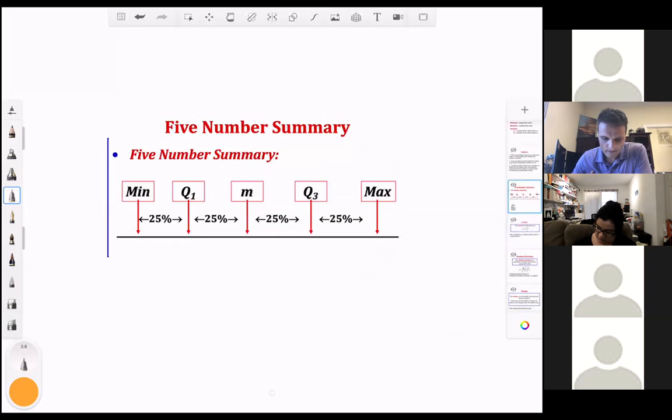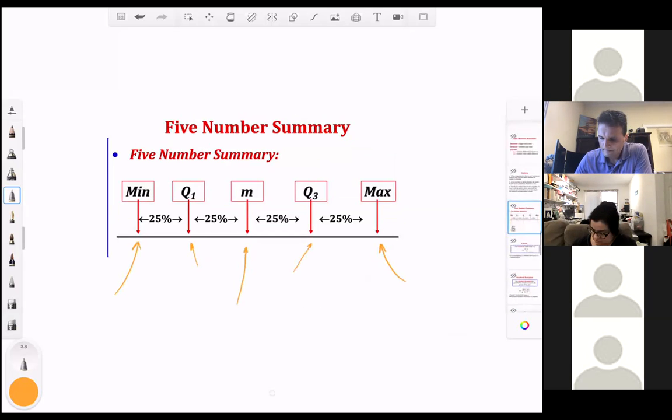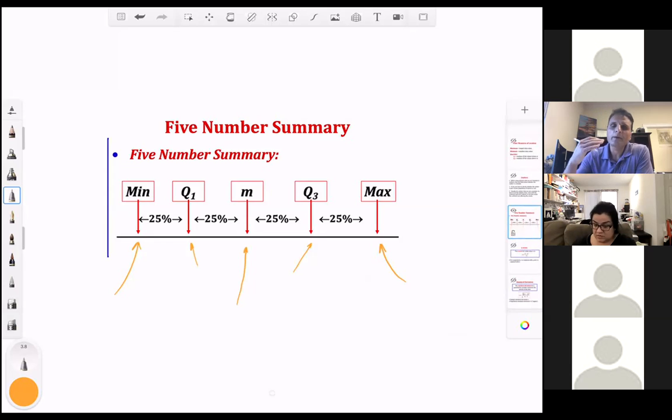Then we learn about the 5-number summary: the minimum value, the maximum value, the median, Quartile 1, the first 25%, and the last 25%. You guys can stop me if you have any questions. I'm just going to go through all the slides, and then we're going to do some exercises.